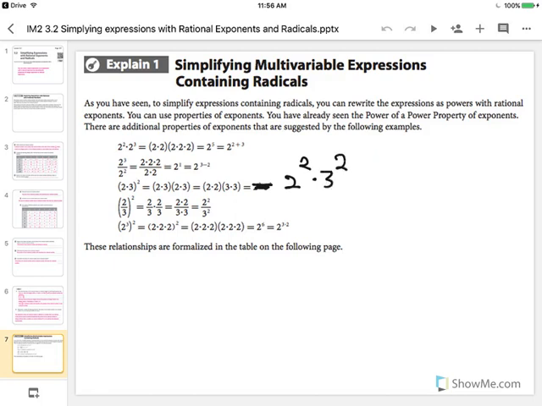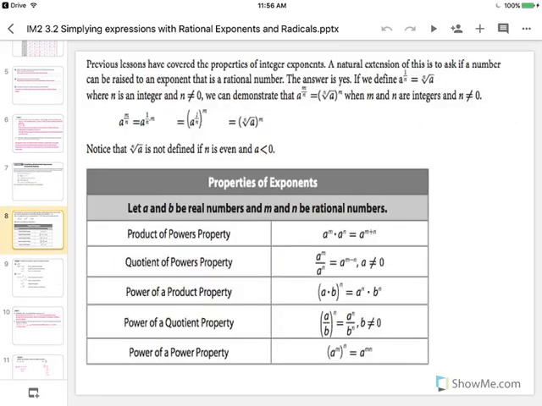Right, and then the third example, we have 2 divided by 3 raised to the second power is equal to 2 to the second power divided by 3 to the second power. And the last example is 2 to the third power raised to the second power will give us 2 to the sixth power. Okay, so the table will explain more.